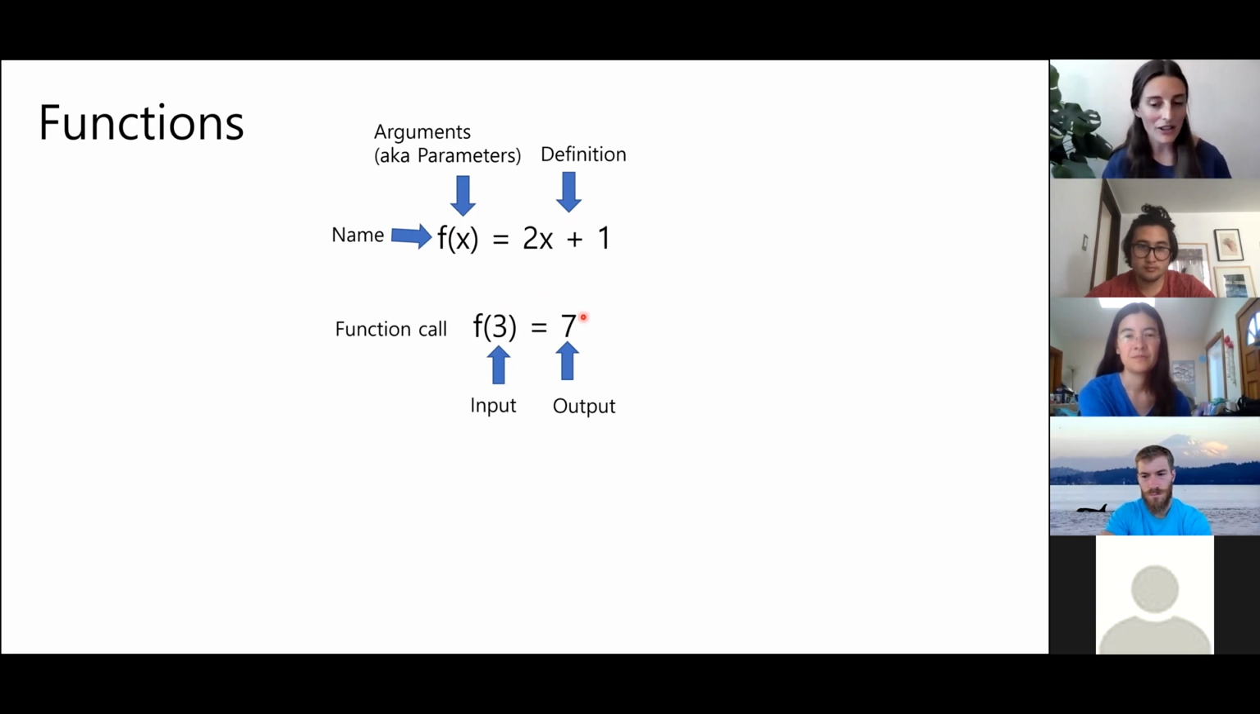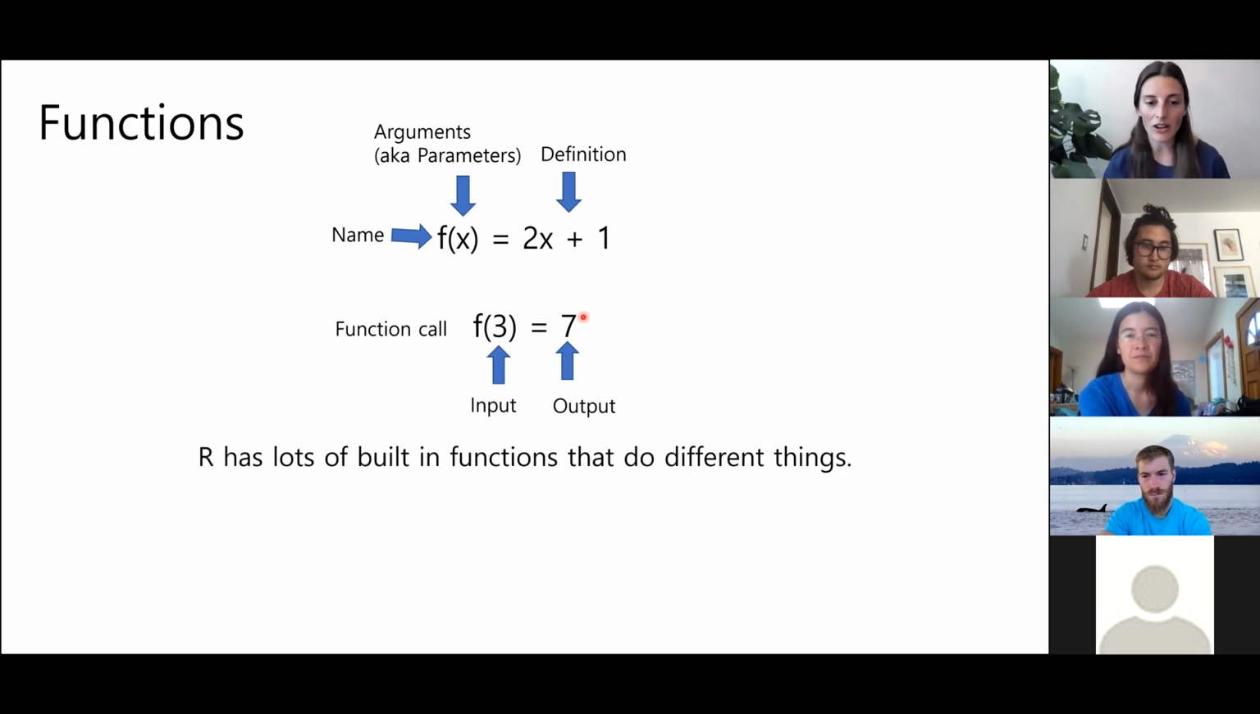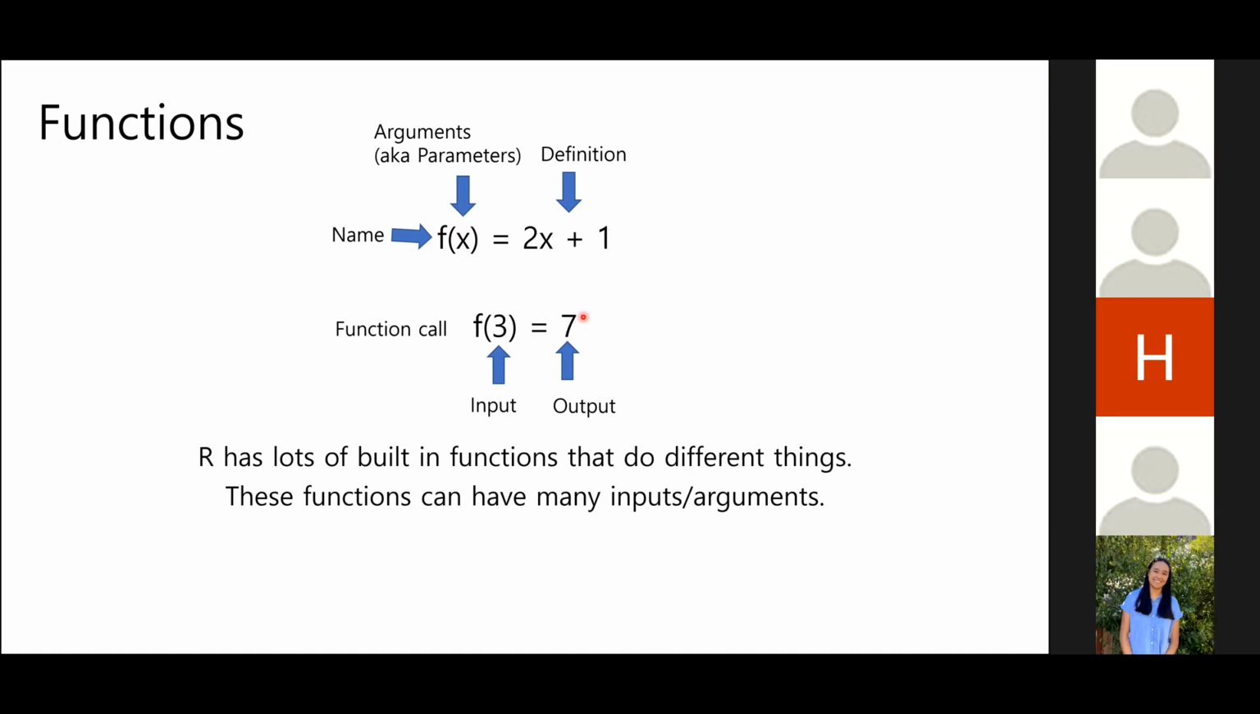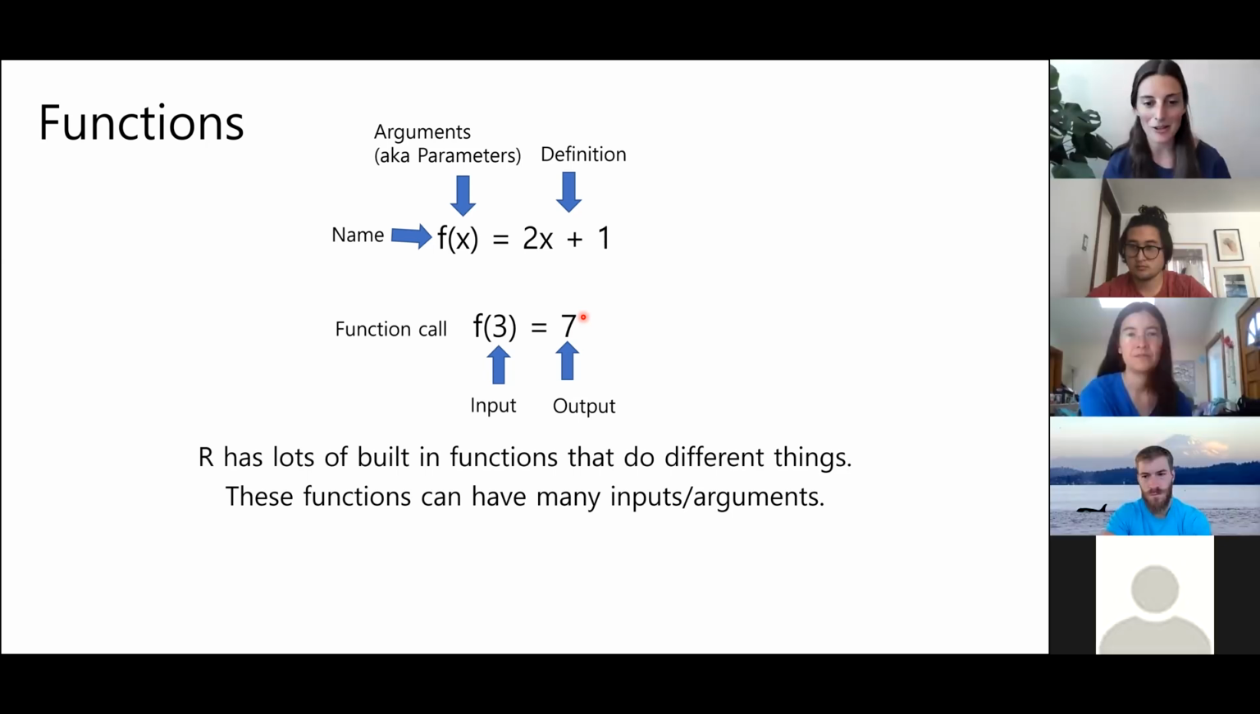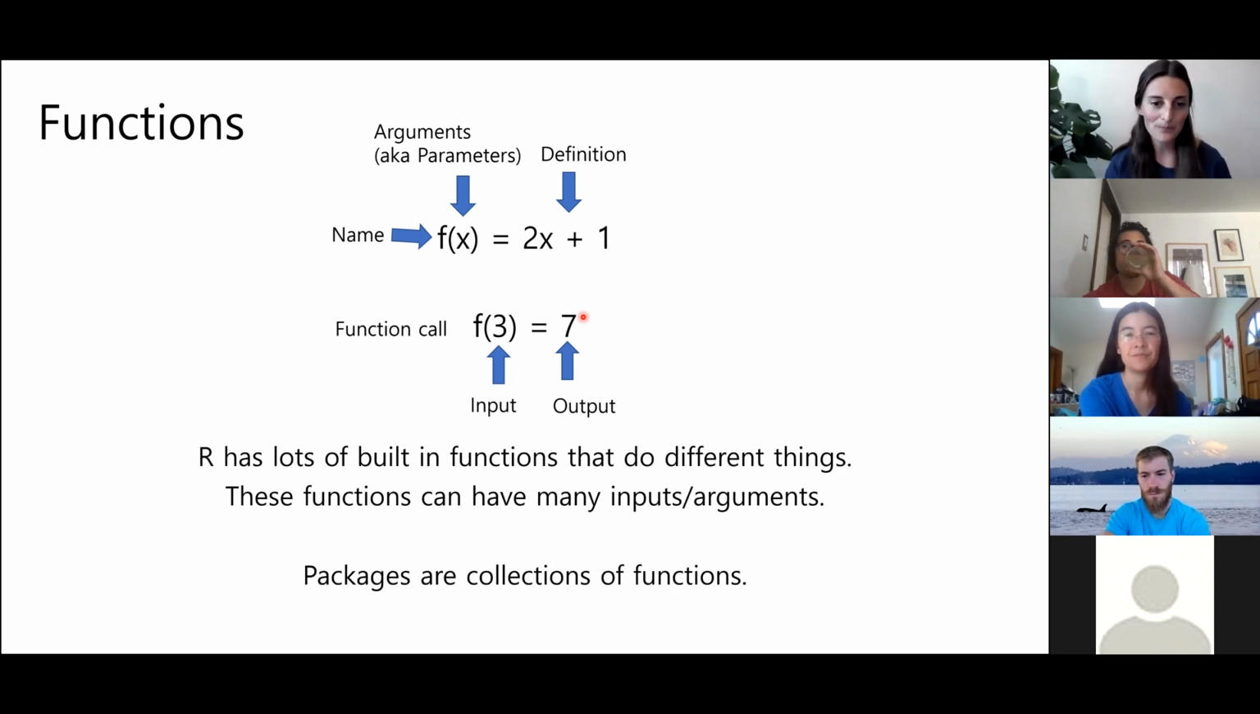You can make your own functions. There's also a ton of built-in functions in R that do different things. So for example, you can take an average of a bunch of numbers using the existing function called mean. So you just do mean, and then you put in some numbers, and then it'll spit out the average. They can also have lots of inputs and arguments, so they can do more complicated algebra than you or I could in just a crazy small amount of time.